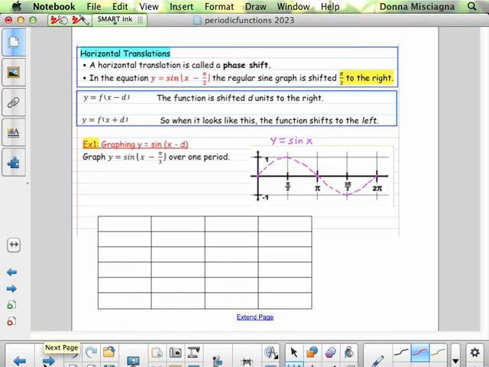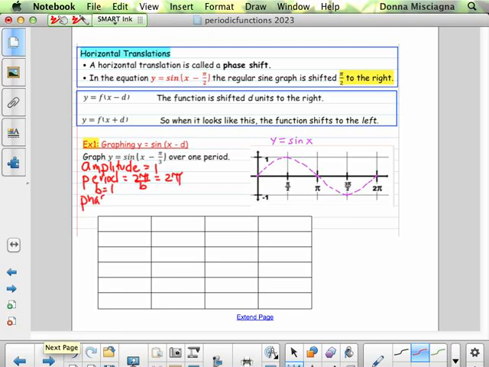All right, so amplitude is the coefficient on sine. There is no coefficient, so it is 1. And then period is 2 pi divided by b, but b is just 1 because there's no coefficient on x, so it's just 2 pi.